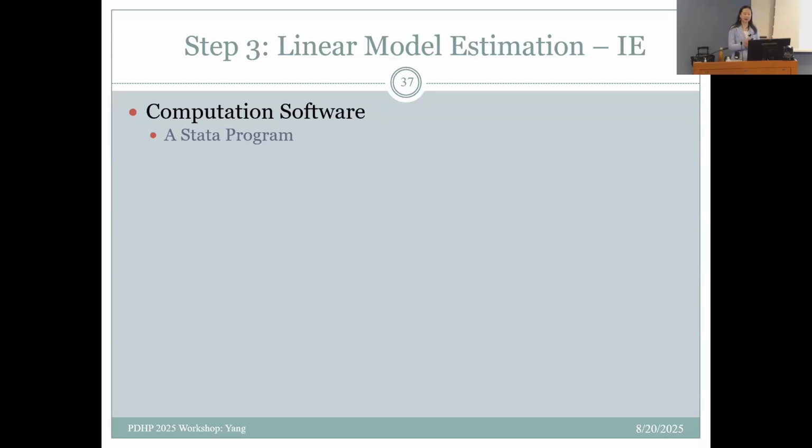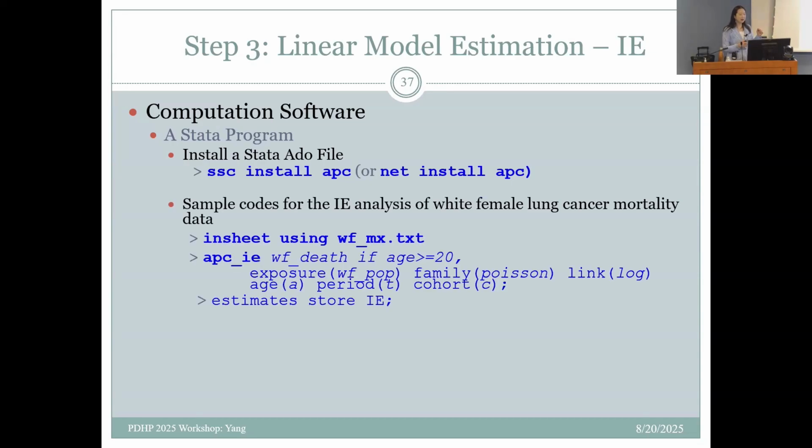But I did work with an econometrician earlier on who likes Stata, and we added a file to Stata that you could just use directly here if you're a Stata user. So first what you do is to install the ado file. This is the command. And then, let's say the sample codes for IE analysis of the white female lung cancer mortality data that I just showed. You want to use the model to estimate it. This is what you do. So you first read the data in. If it's in a text file, whatever file, it's okay. It's just an example. And then the command is APC-IE.